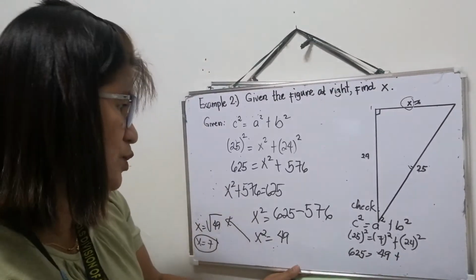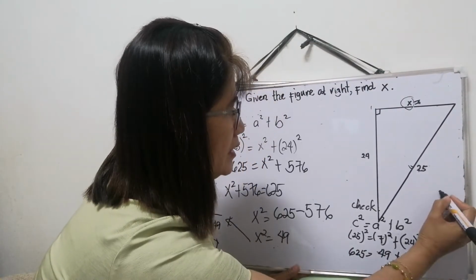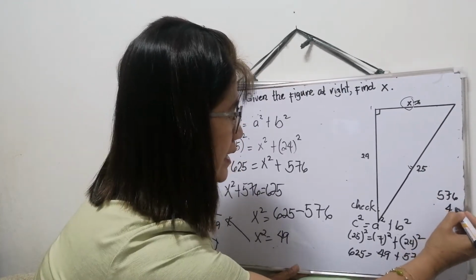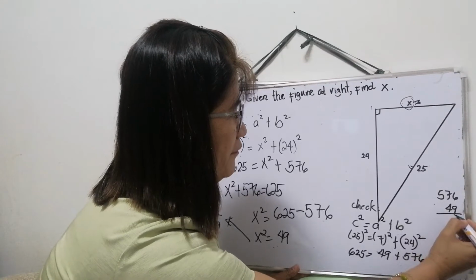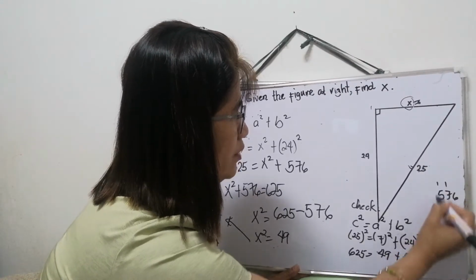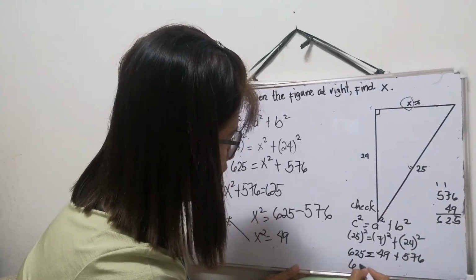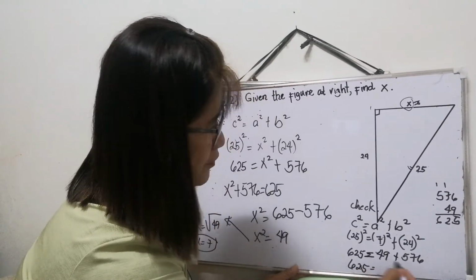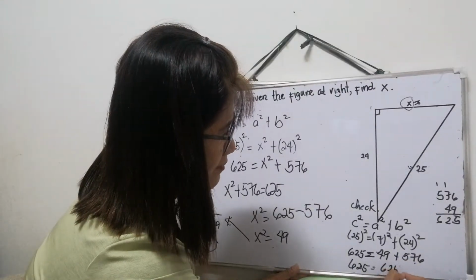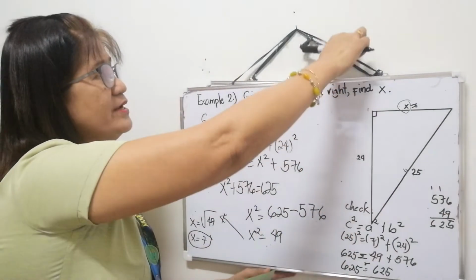24 times 24 is 576. So, i-add natin yung 576 plus 49, 15, carry 1, 12, carry 1, 6. So, this is 625. If you add the two numbers, it is also 625. So, they are equal. Okay? Another example.